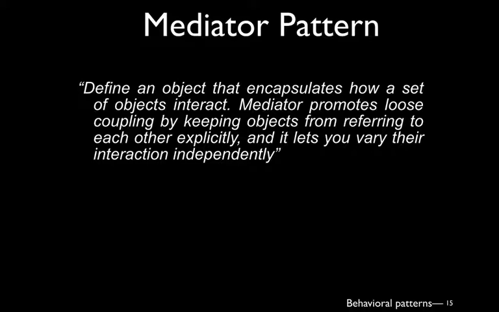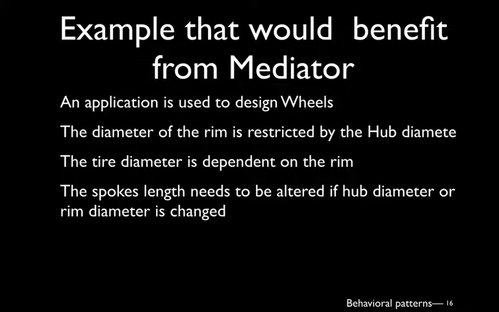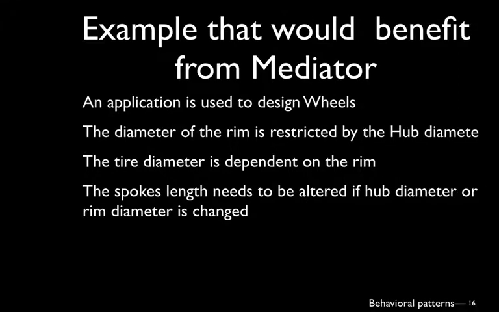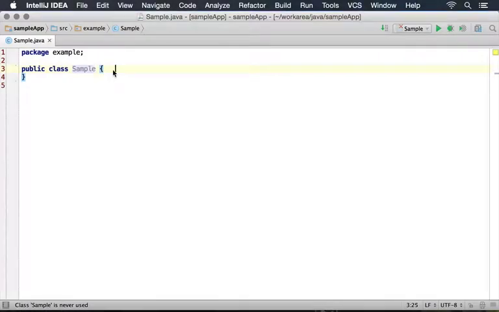Let's consider another example we can look at the code level. Let's say we are designing an application for designing wheels, and the diameter of the rim is restricted to, let's say, the diameter of the hub. And the tire maybe depends on the rim's diameter, and the spokes' length is restricted as well. So in other words, there are rules that pertain to what the size of different things could be. How would we go about designing this particular code? Let's think about a few different options to begin with.